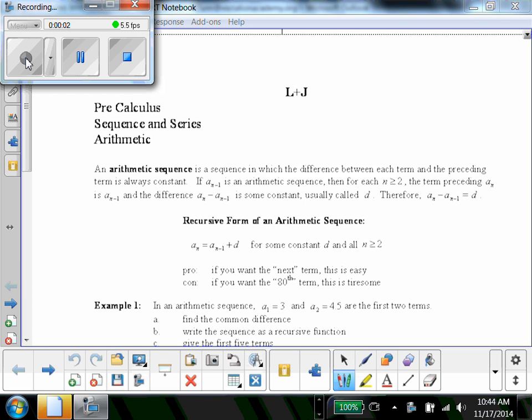All right, so when we talk about arithmetic sequences, we're going to talk about two formats. The whole idea is to get a formula. When we look at an arithmetic sequence, it's a sequence where the difference between each term and the preceding one is always constant. Now, if a sub n is a term, we're going to have some subscripts on here.